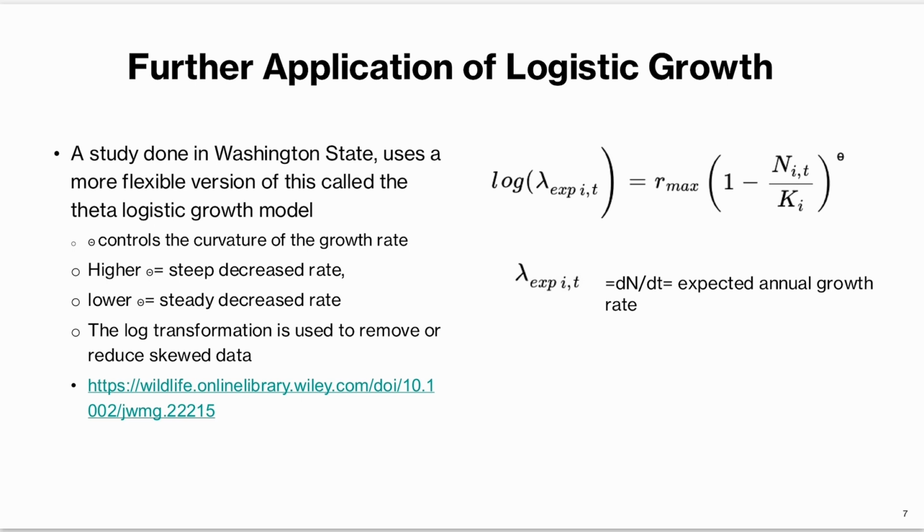So with a higher theta, you have a steeper decreasing rate. A lower theta is a more steady decreasing rate. The log transformation at the front of this formula is used to remove or reduce skewed data. Now, this symbol that looks like an upside down Y is lambda. And in this study, lambda is the expected annual growth rate, and it's represented by a differential equation, dN over dt, and this is the theta logistic growth model.